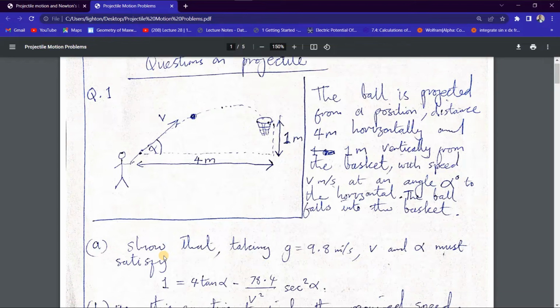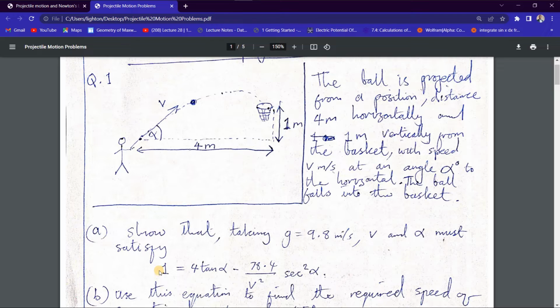And the first question is saying show that taking g equals 9.8, v and alpha must satisfy this equation below. So this equation is 1 equals 4 tan alpha minus 78.4 over v squared sec squared alpha. So we must prove that this expression is satisfied if we take g equals 9.8. We must show that v and alpha satisfy this equation.